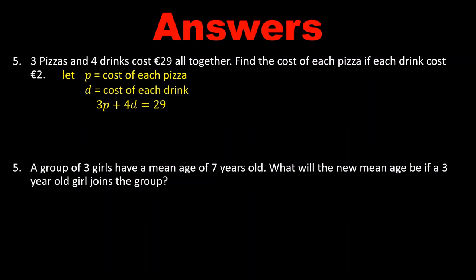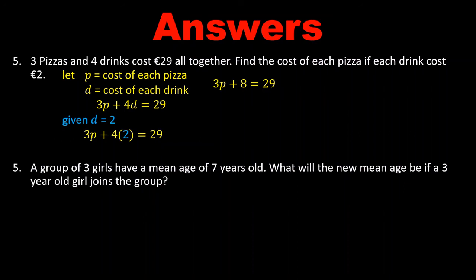We're given another hint here. We're told in the question that the cost of each drink is 2 euros. So let's replace the D's with 2. Now remember, 4 in front of the letter D means 4 times D. So 4 in front of the 2 in brackets means 4 times 2. 4 times 2 is 8. So 3p plus 8 is 29.